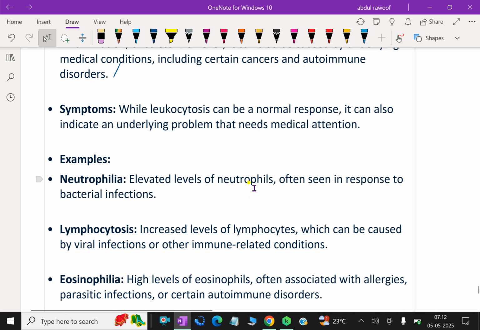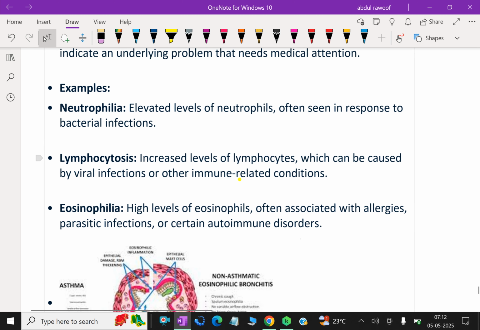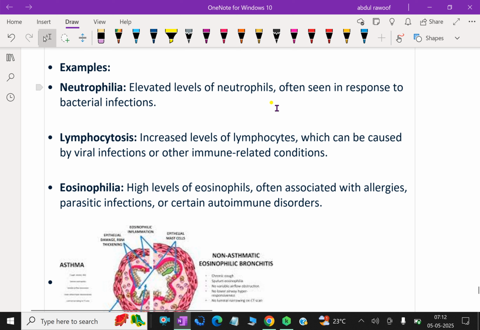While leukocytosis can be a normal response, it can also indicate an underlying problem that needs medical attention. For example, neutrophilia, elevated levels of neutrophils, often seen in response to bacterial infections.